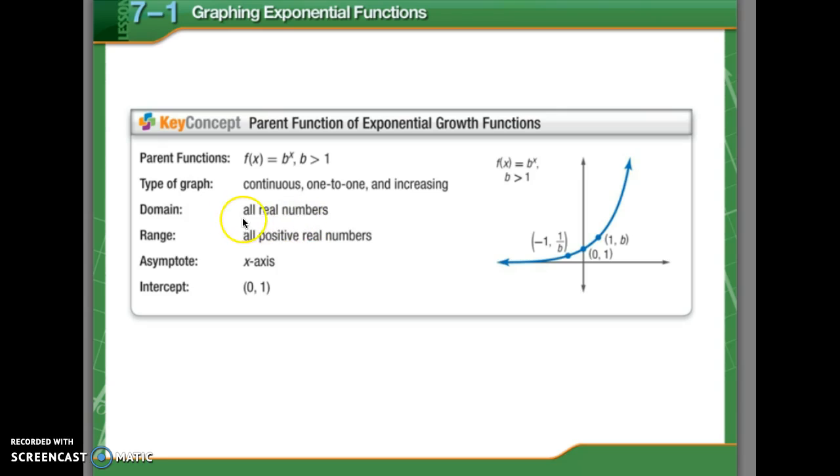The domain is always all real numbers. The range of the parent function is always all positive real numbers. Sometimes this will change, but the domain never changes. The asymptote for the parent function, there's a horizontal asymptote on the x-axis, and the intercept is (0, 1), the y-intercept.